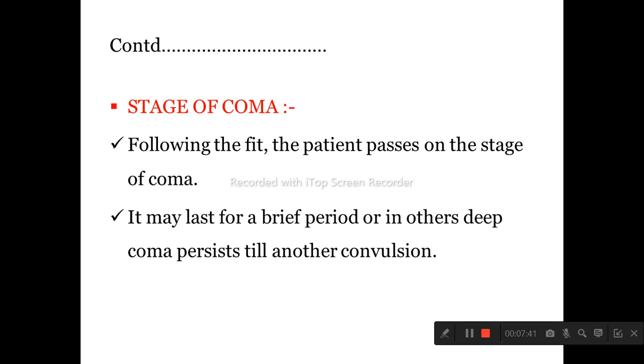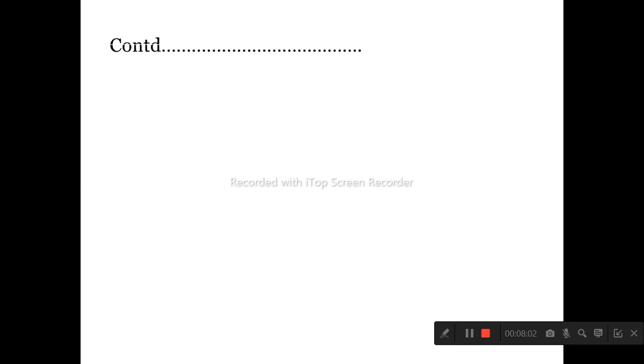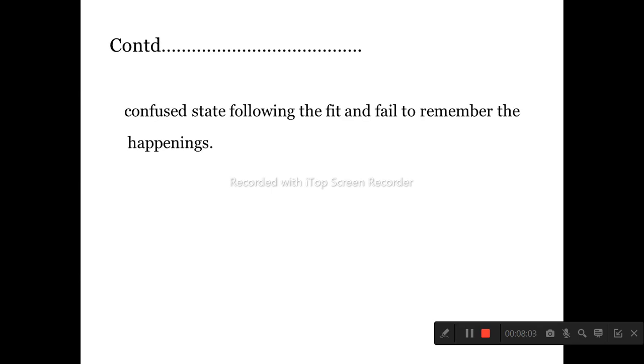And the patient is complaining of pain all over the body, or of whatever damage happens, like a tongue bite. So they ask what happened, because they don't remember the whole process during the seizure. On occasion the patient appears to be in a confused state following the fit and fails to remember the happenings.